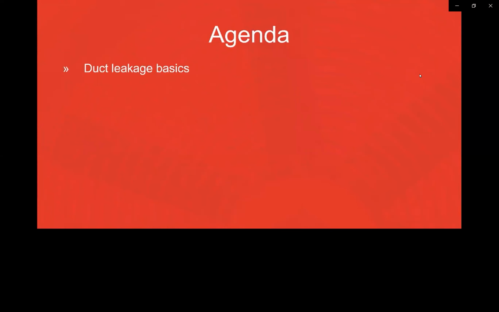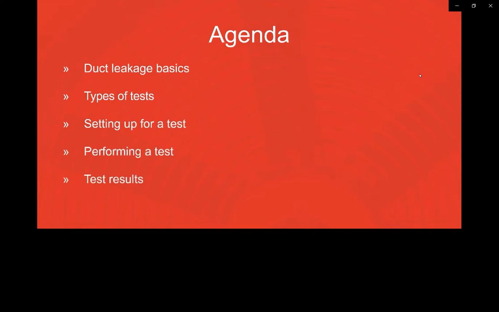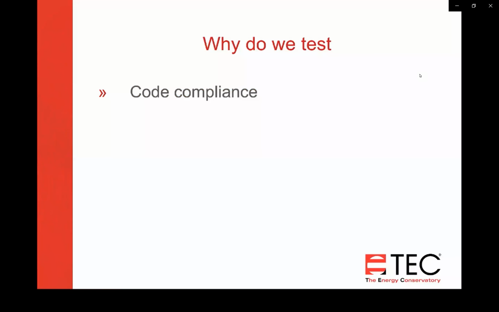So what we're going to cover today is duct leakage basics, the type of tests that you can do, different types of HVAC tests that you can do on duct systems, setting up for a test, performing the test. We'll go over the test results and reports that you can do. We'll talk about calibration of equipment, and then at the end we'll also be talking about how to find duct leaks, because if you do the test and don't know where the leaks are, that's not very helpful.